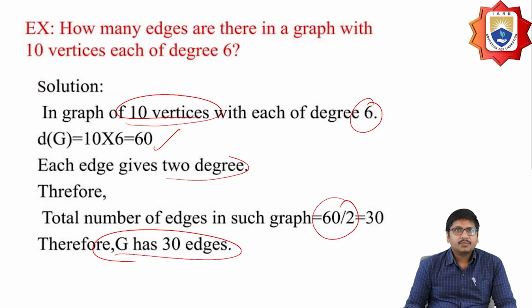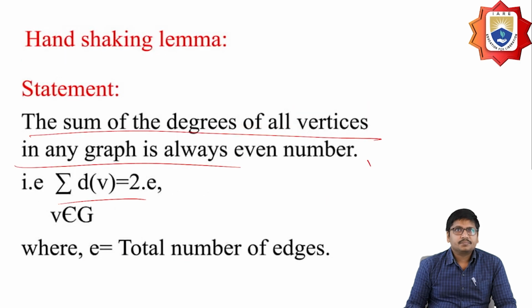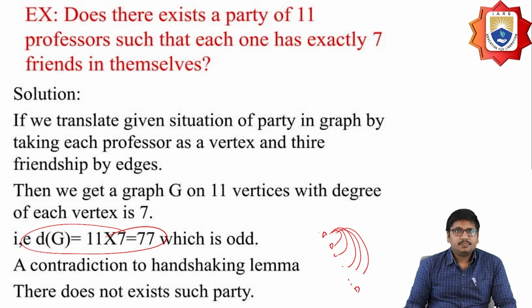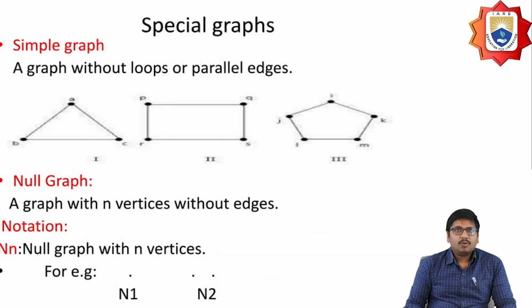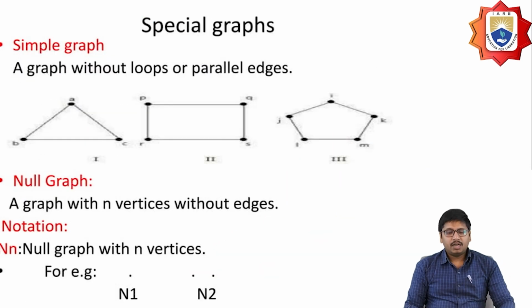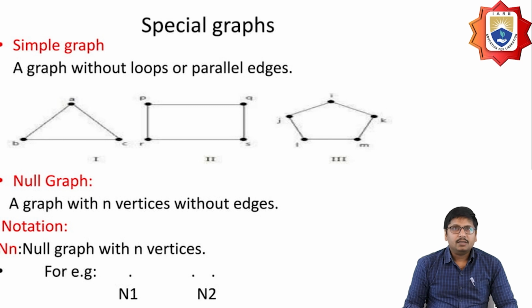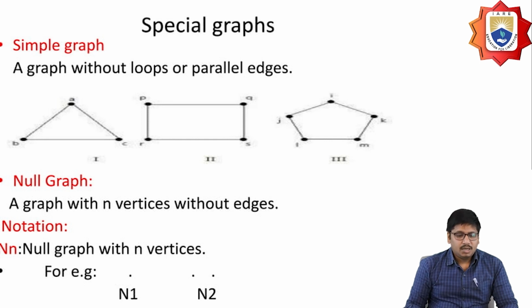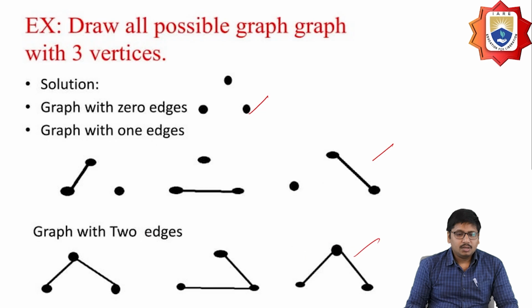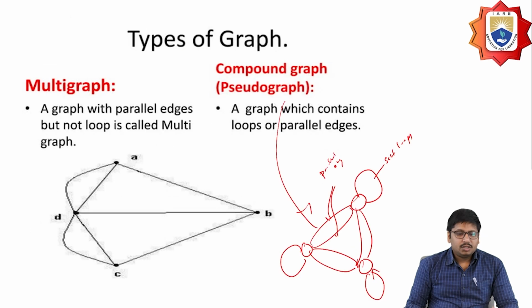How many edges are there in a graph with 10 vertices where each vertex has degree 6? The sum of degrees is 10 times 6. According to the handshaking lemma, the summation of the degrees of vertices should be 2e. These are some of the problems I explained, and some other types of graphs: a graph without loops and parallel edges is called a simple graph, and a graph with n vertices without edges is a null graph. These are the possibilities of the graph.